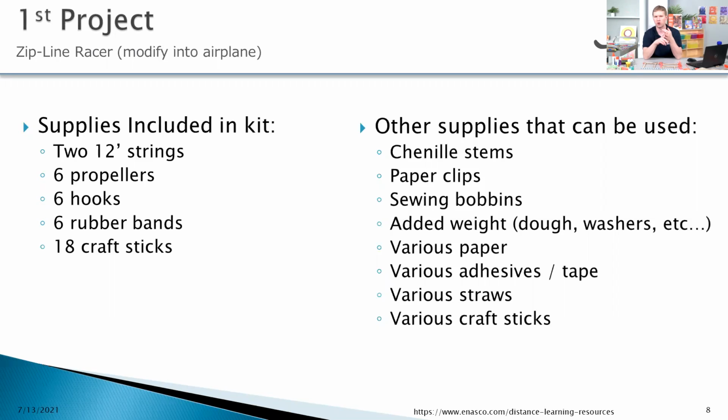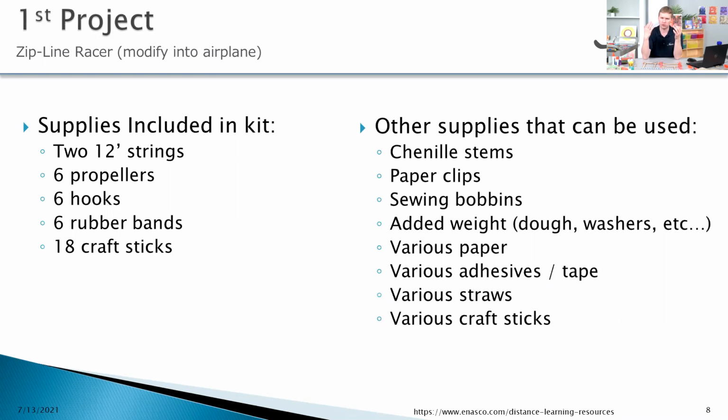You have your propellers, hooks, rubber bands, and craft sticks to help build that base. Other supplies you can use are chenille stems and sewing bobbins. You can add weight to these elements. So when you've got these devices, you can use some kind of dough or washers to see, hey, does the weight actually affect how fast or how far this can go?